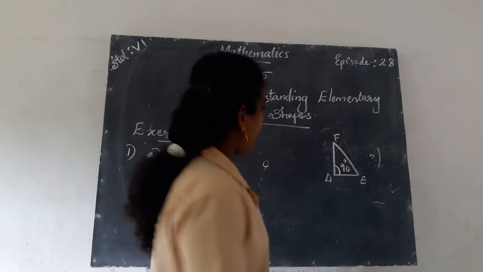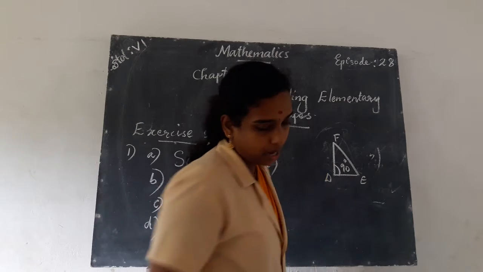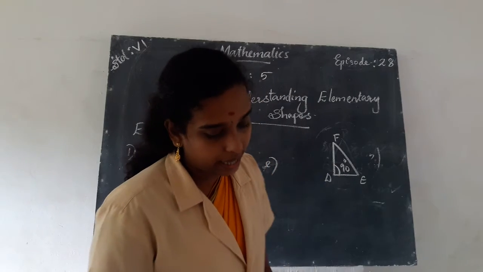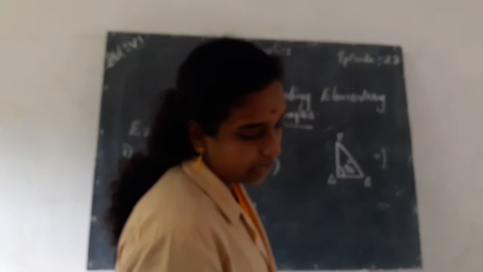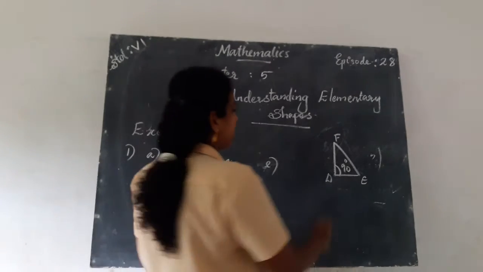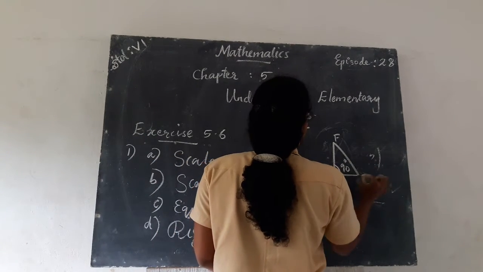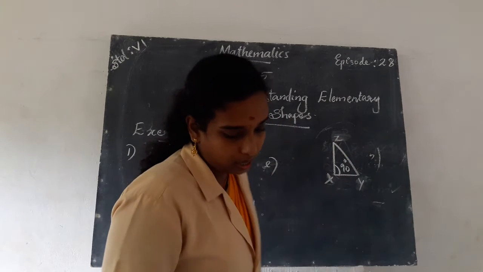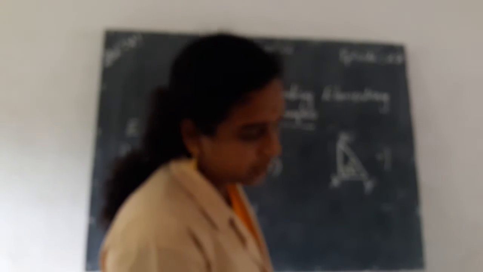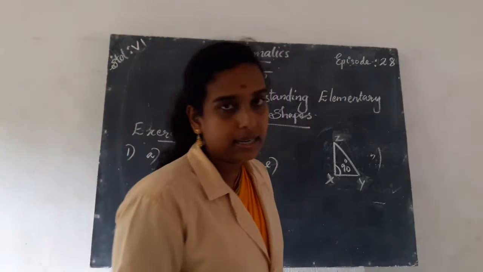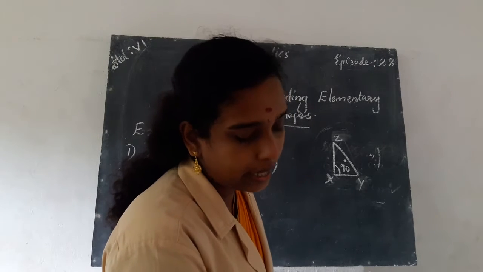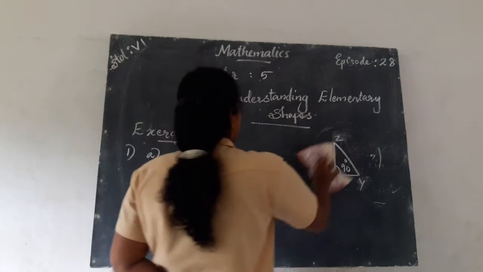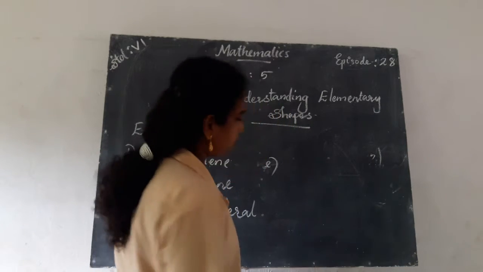Then next one, E. Triangle XYZ with angle Y equal to 90 degrees and XY equal to YZ. The angle Y measures 90 degrees, and the two sides are of equal length, XY equal to YZ, so it is an isosceles triangle. And one of the angles is 90 degrees, so it's a right angled triangle. So the answer is right angled triangle.